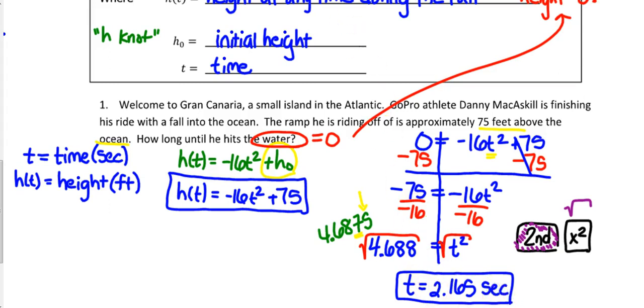Notice I did not put a plus or minus. What I mean is I didn't do this. And the reason I did not put it there, so I'm going to take it away, is that now that we're in the real world and we're dealing with time, we can't have negative time. So mathematically we do get a plus minus answer, but for my real world answer, I'm only going to keep the positive.